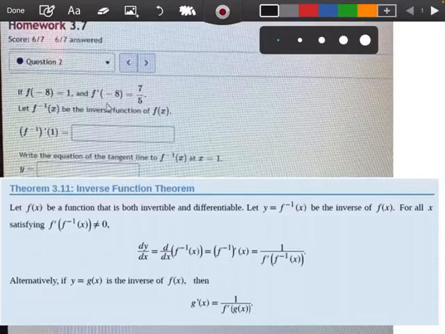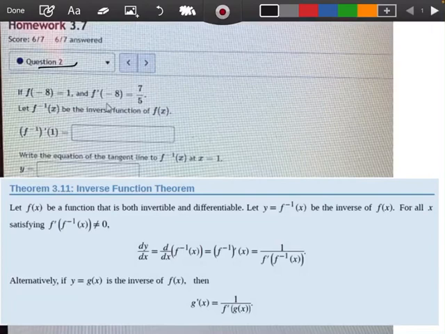All right, y'all. So this is a homework question. This is question number 2 out of 6.7. And we got a couple of things here. So it says that f of negative 8 is equal to 1, and f prime at 8 is equal to 7/5. So it says let f inverse of x be the inverse function of f of x. We want to find the derivative of the inverse function at 1.